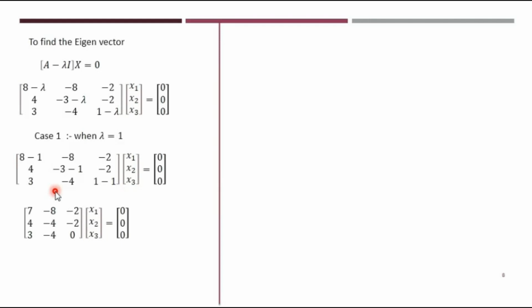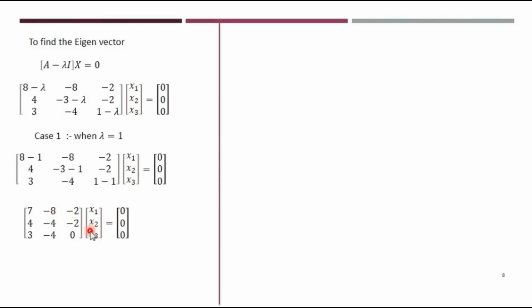Okay, so what we have done, we have calculated this matrix, put lambda equal to 1 and got this. Now we are having this in the form of a matrix. Now again multiply these two. What will happen when we multiply these two? We will have first row, first column. If we multiply this, we will get an equation 7x1 minus 8x2 minus 2x3 equal to 0.